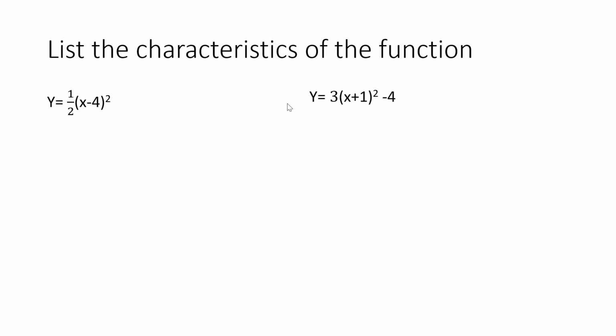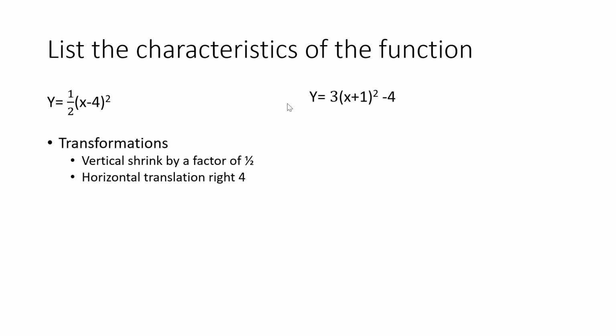So the first one is y equals 1/2 times (x minus 4) squared. So the transformations, the 1/2 tells us we have a vertical shrink by a factor of 1/2. The horizontal translation is right 4. Now, this is one of the most common mistakes to make. X minus 4 in parentheses is actually a positive 4 translation. So whatever the parenthesis is, the translation is opposite. Whatever the translation is, the parentheses would be opposite of what makes sense logically to us.